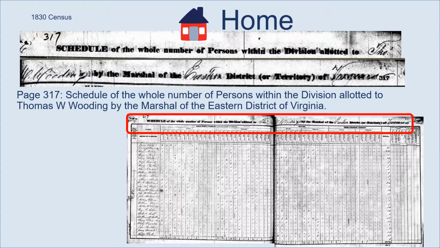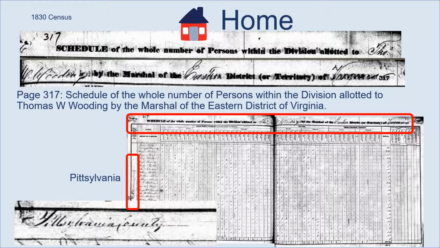Page 317. Schedule of the whole number of persons within the division allotted to Thomas W. Whitting by the Marshal of the Eastern District of Virginia. This was in Pennsylvania.